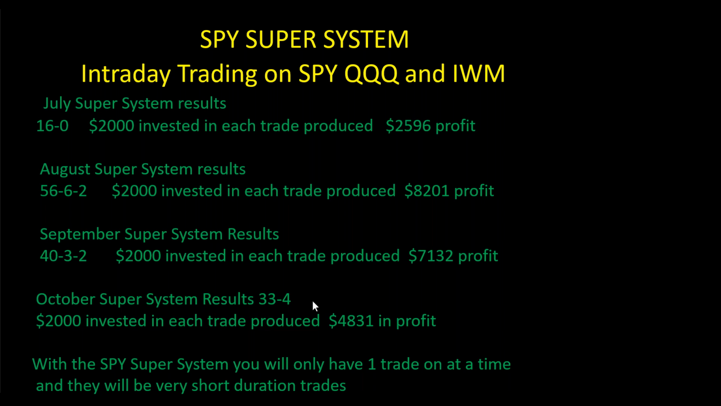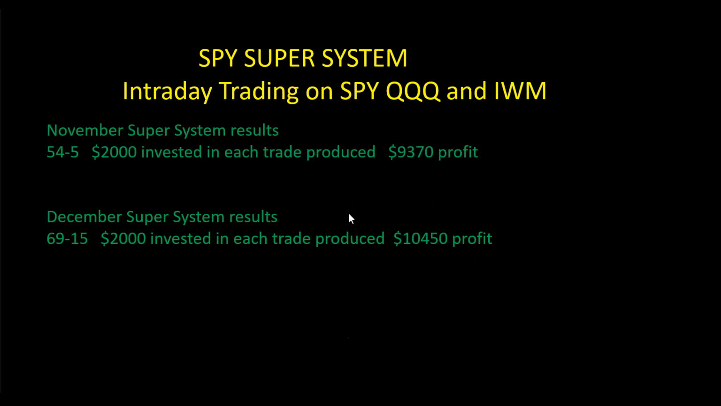All right, October 33-4. And the key thing about this is when you put the trade on, you're just going to have one trade on at a time, and they're going to be very short duration trades. Okay, very short duration. 1 candle, 2 candles, 3 candles, maybe 10 candles an hour. That would be a long trade. Typically, they only last 4 or 5 candles. Then they reverse. It was November, 9,300, 2,000 invested. And again, we get better at these as we go along.